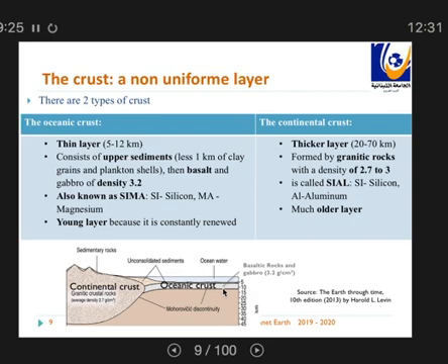Now, concerning age, the oceanic crust is considered the younger layer compared to the continental crust, and we will talk about this later on. The oceanic crust is continuously renewed. Okay, it is continuously formed and destroyed. This cycle of formation and destruction does not allow the oceanic crust to get older. We will see it later in detail.